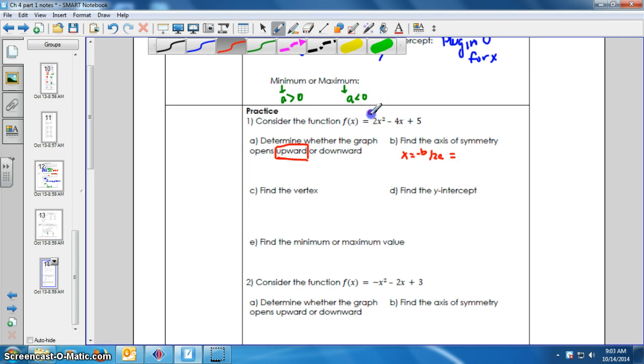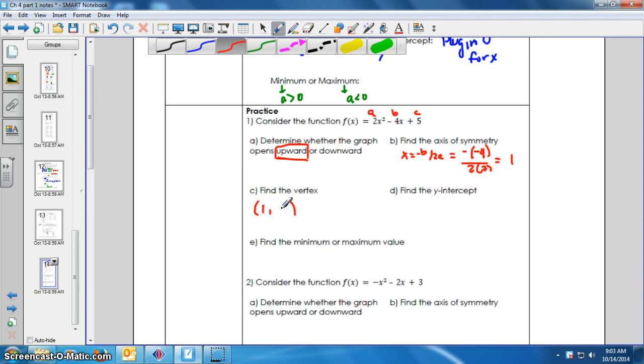So here's my a, here's my b, here's my c. So it's negative and then negative 4, so we have a double negative, over 2 times 2. So we have 4 divided by 4, which is 1. So x equals 1, which is the first part of my vertex. I know x is 1.